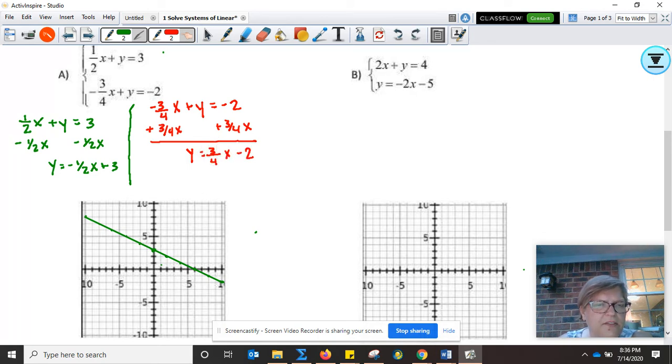If you need some instructions on how to graph the lines, be sure to refer back to our previous videos. My y-intercept is negative 2, so I'm going to go down 2. My slope is positive 3/4, so I'm going to rise 3, run 4, and repeat.